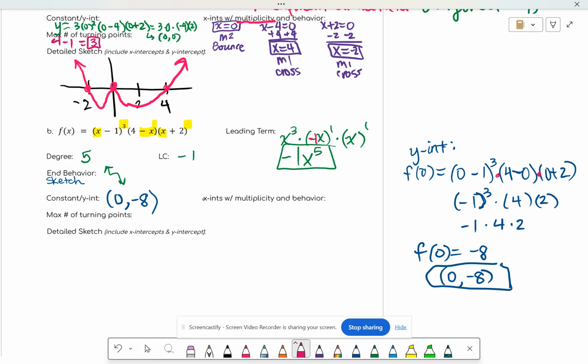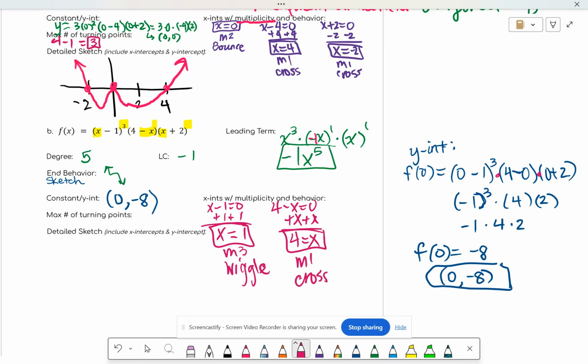For my roots and multiplicity, I'm going to say x minus 1 equals 0. I can add 1 to both sides, and x equals 1 has a multiplicity of 3 because of the exponent on the factor. So that is a wiggle on the graph. Then 4 minus x equals 0. I can add x to both sides, and then 4 equals x. That has an exponent of 1, so it's going to cross on the graph and give us a multiplicity of 1. And then x plus 2 equals 0. I'll subtract 2 from both sides, and x equals negative 2. Again, exponent of 1 on the factor, so multiplicity of 1 and it crosses on the graph.